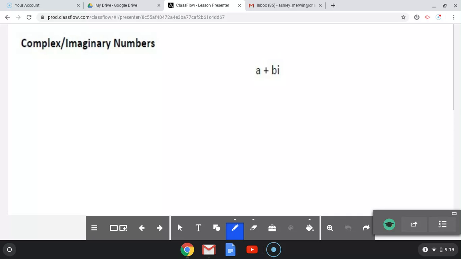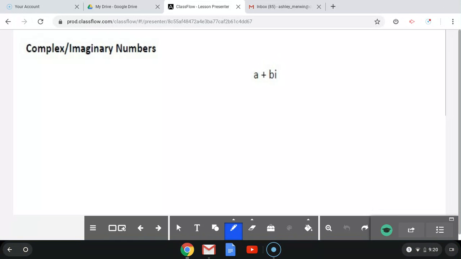So today in 6.5, we're going to continue with complex and imaginary numbers, and we're going to be doing addition, subtraction, and multiplication, and then tomorrow we'll do division.